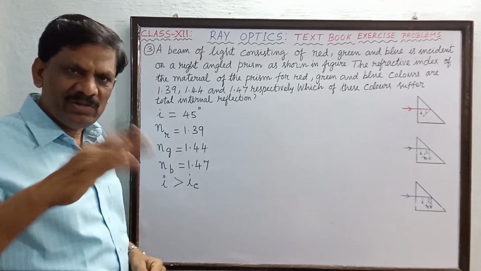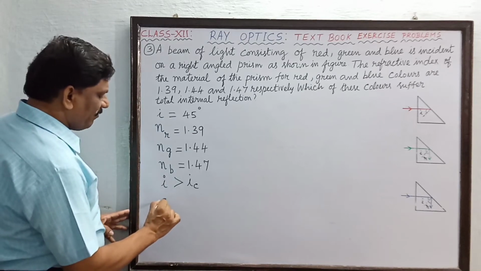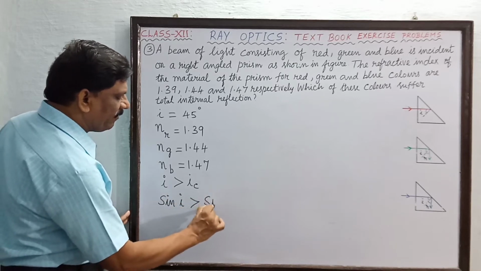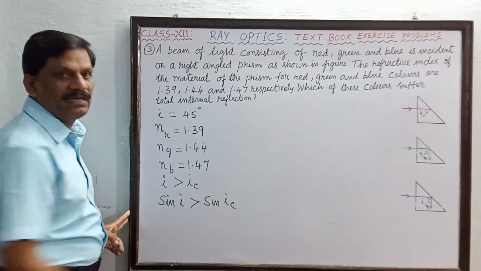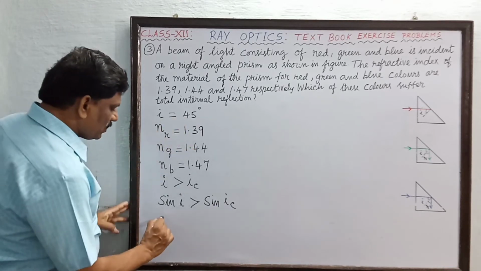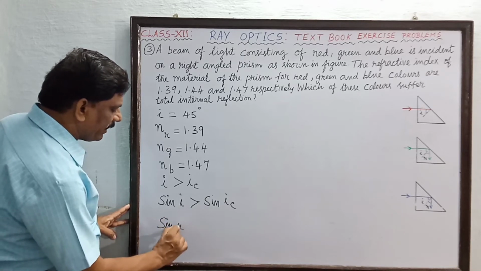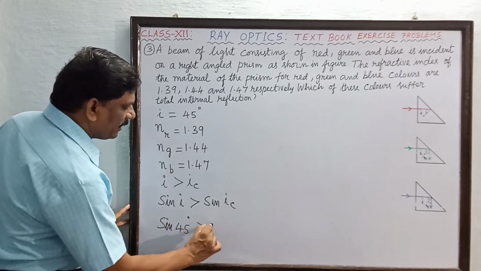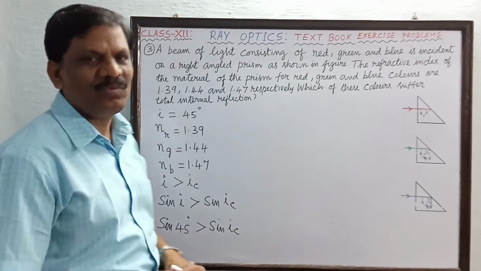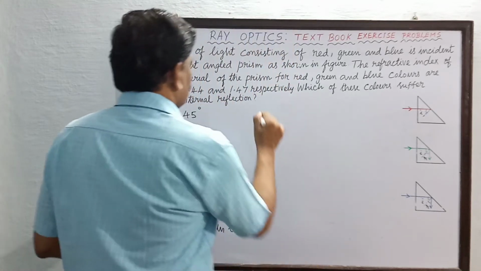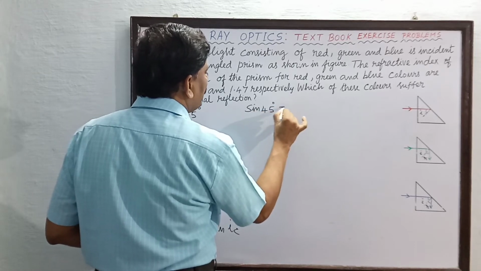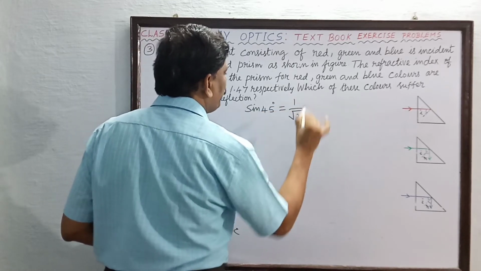Therefore, taking sine value on both sides, sine of the angle of incidence must be greater than the sine value of the critical angle. Is it not? Now the angle of incidence given here is 45. So sine 45 degree must be greater than sine of i critical. Now what is the value of sine 45? Sine 45 degree is equal to 1 by root 2.